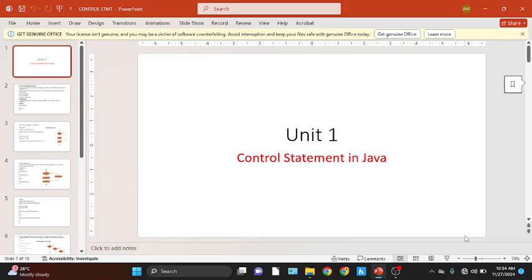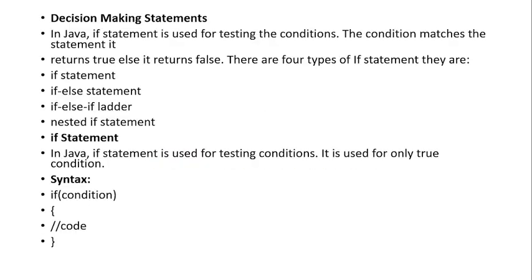Good morning. Today we are going to see about the control statements in Java. As we know, the control statements are divided into decision making as well as branching, or I can say branching as well as looping statements, right? So now we are going to see about the decision making statements.